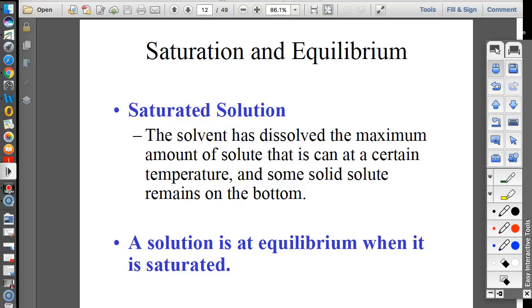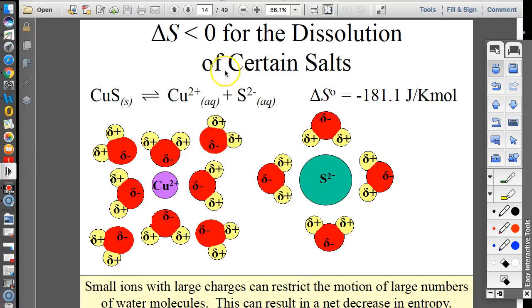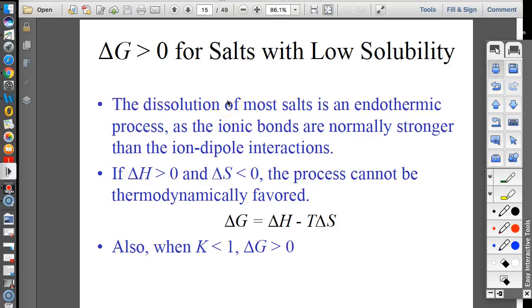So again, saturation means that the solvent has dissolved the maximum amount of solute that it possibly can. And it's at equilibrium, it's saturated. So what does that mean? It means if you have a solid at equilibrium, the amount that's going into solution and coming out of solution is equal. We don't need to know about entropy yet, or Gibbs free energy.